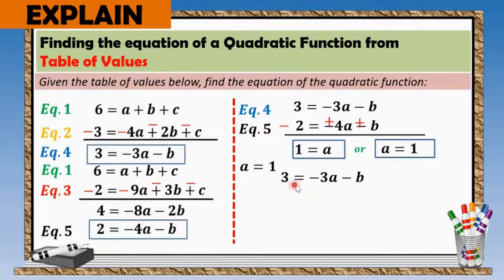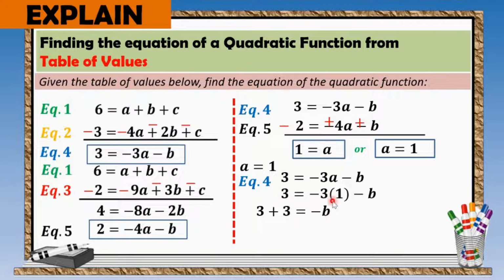So, 3 equals negative 3A minus B. A is equal to 1. Substitute lang. So, we have 3 equals negative 3 times 1 minus B. So, we all know that negative 3 times 1 is negative 3. So, transpose it here. So, we have 3 plus 3 equals negative B.